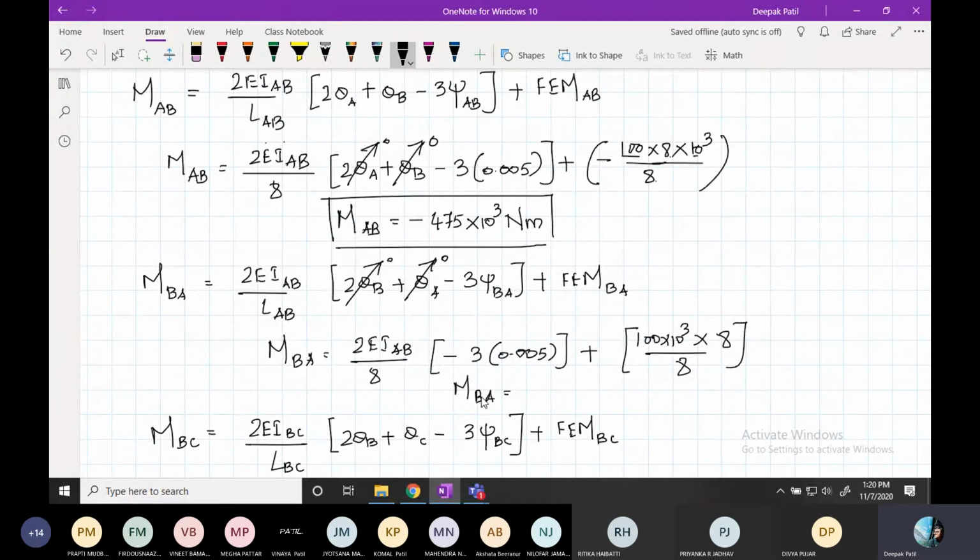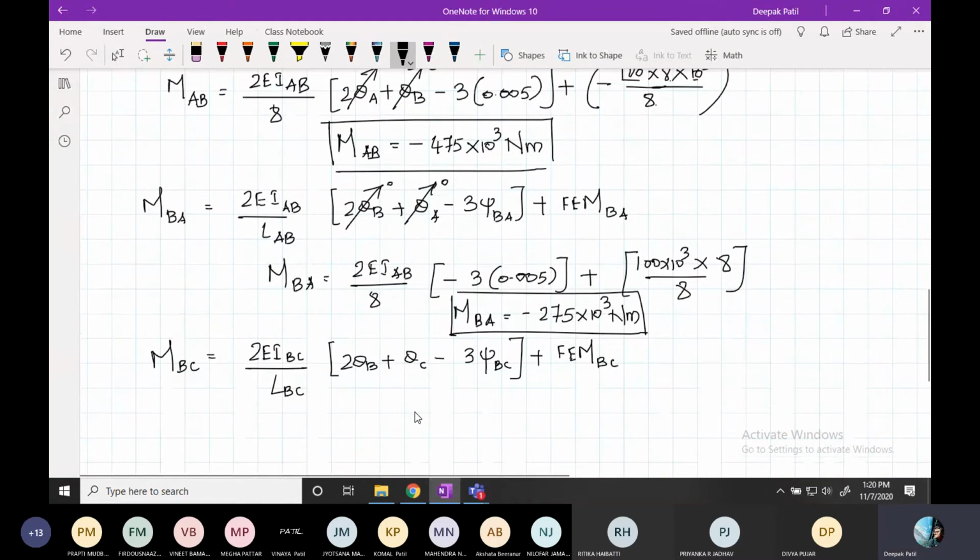So I'm getting the value as minus 275 into 10 raised to 3 Newton meters. Is that clear? Okay, minus 275 into 10 raised to 3 Newton meters. You can substitute the values of E and I properly and you will get the value of MBA.